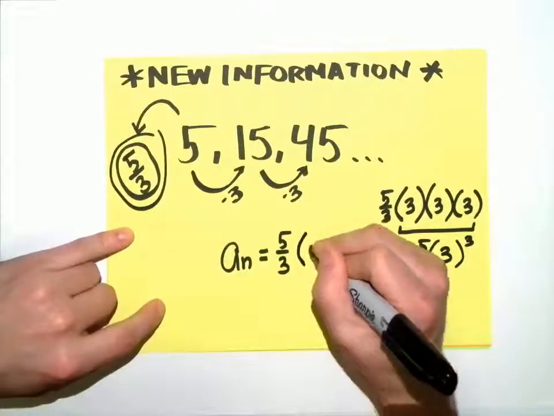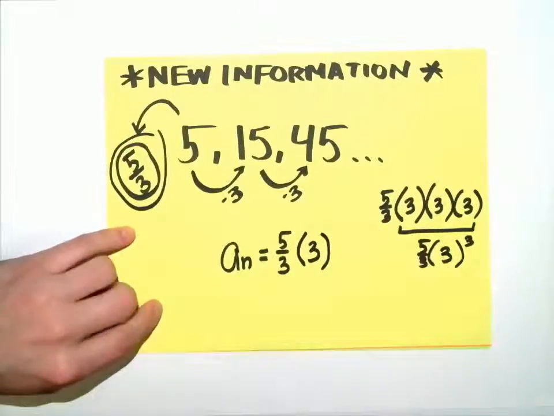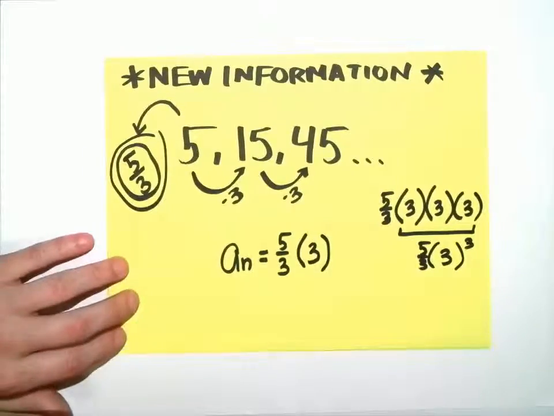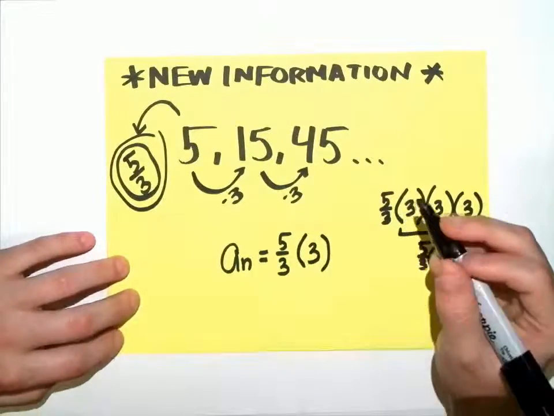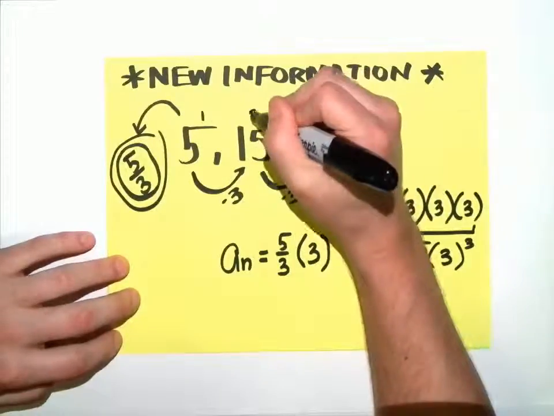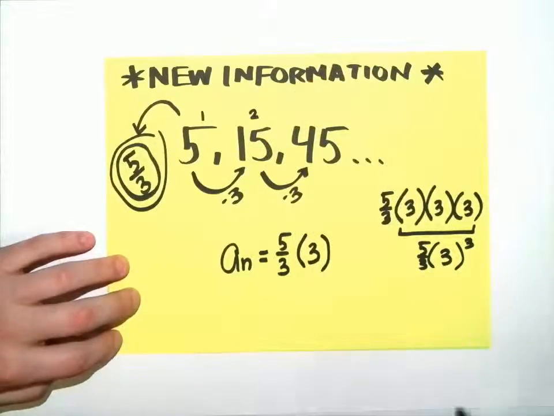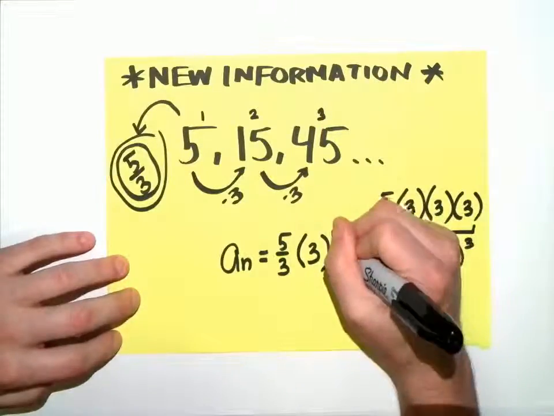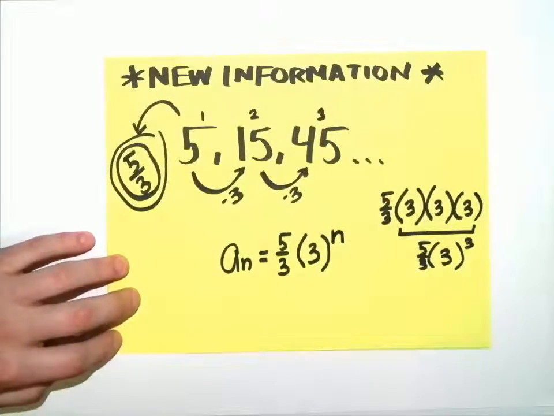And we're going to multiply by 3. And the number of times we multiply by 3 will depend on which term we're trying to go to. If we're trying to go to the first term, we're going to multiply once. If we're trying to go to the second term, we're going to multiply twice. If we're trying to go to the third term, we'll multiply 3 times. And so my exponent here is actually going to be my variable. It's going to be 3 to the power of n.